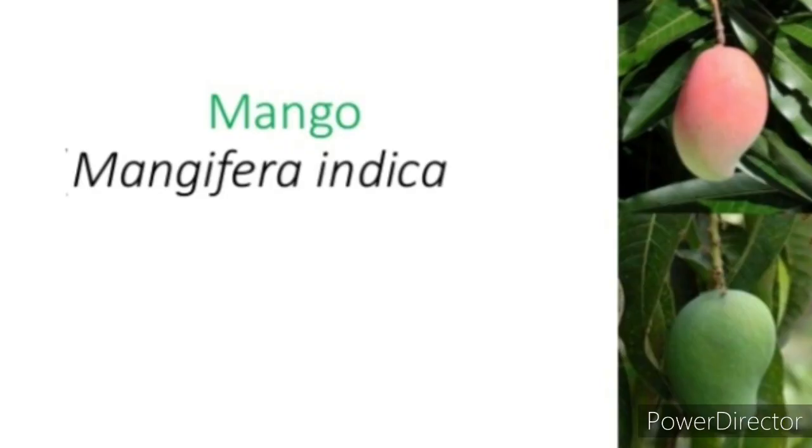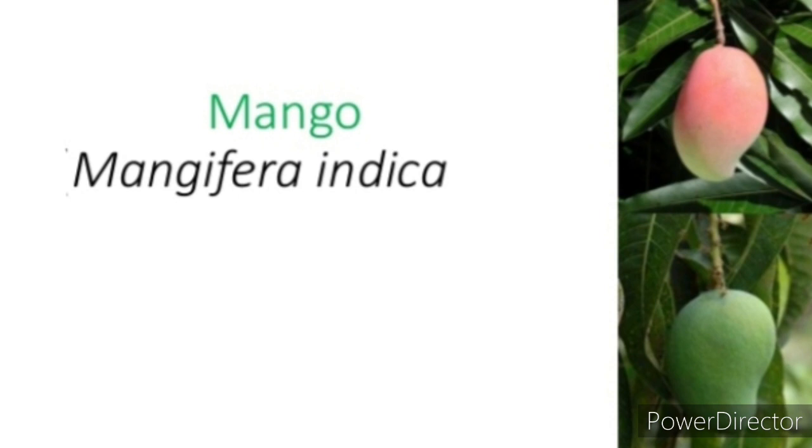Another example we can take is mango. Can you tell the biological name of mango? It is Mangifera indica. Mangifera is the genus name, and indica is the species name. Underline Mangifera separately and indica separately. M should be a capital letter and i should be a small letter. Mangifera indica, that is the mango.